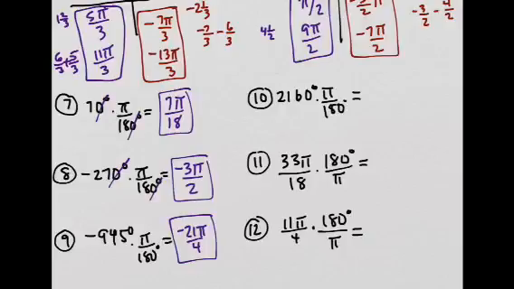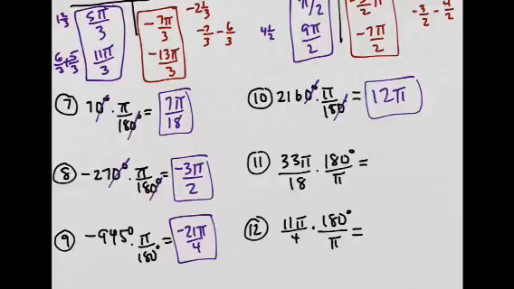Number 10, I can reduce it by 2 first. And again, you could take the calculator and use the fraction key. And when you put in 216, fraction key, 18, you're going to see that it goes in 12 times. So 12 times 18 is 216. So 12 pi.